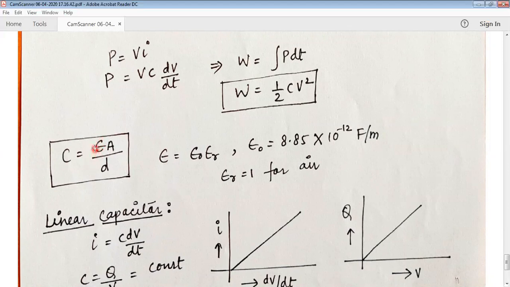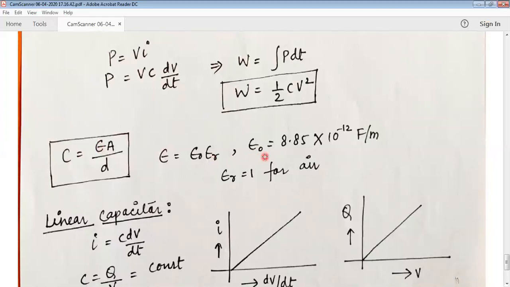So what is permittivity? Permittivity is the property of the medium in which the electric field exists. And this permittivity is equal to epsilon naught times epsilon r. Epsilon naught is the absolute permittivity and epsilon r is the relative permittivity.